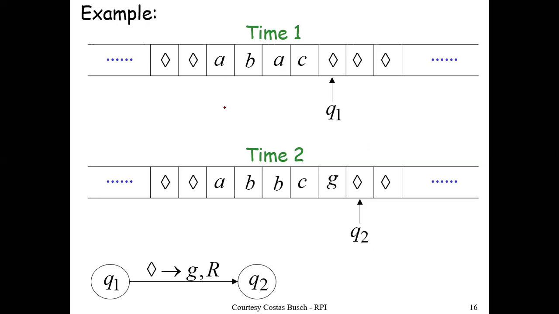You are on Q1, and your cursor is pointing to diamond. It means diamond or blank symbol. So read diamond, write G, move right. So here you can see you have converted the diamond into G, and now you are pointing to another diamond on the right side of the tape, and your state is changed to Q2.